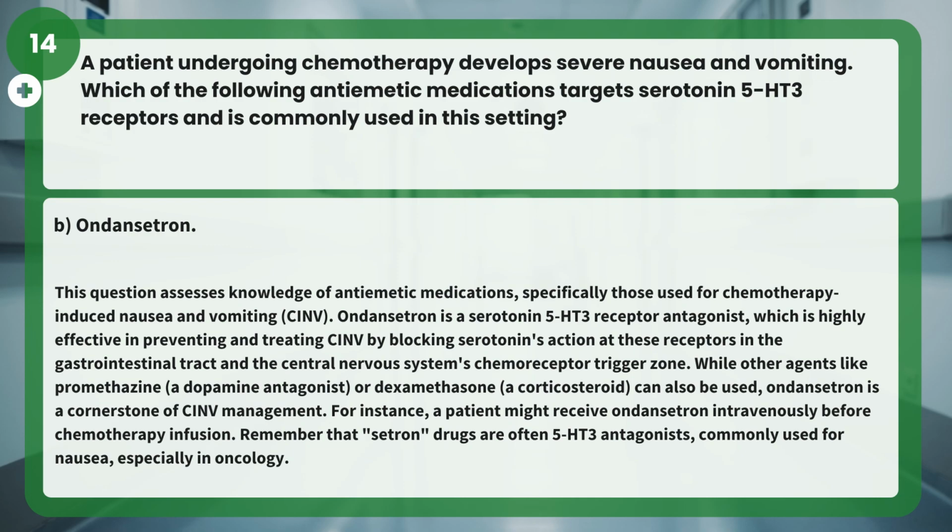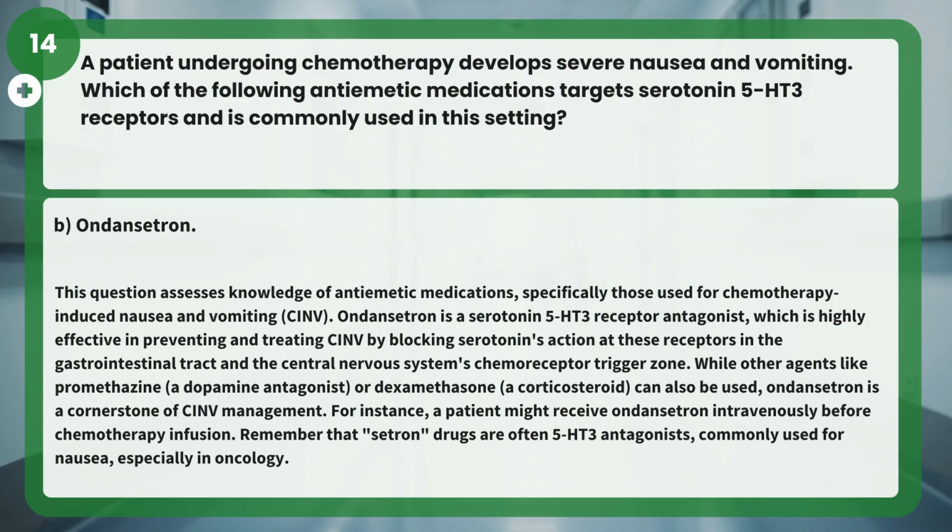While other agents like promethazine, a dopamine antagonist, or dexamethasone, a corticosteroid, can also be used, ondansetron is a cornerstone of CINV management. For instance, a patient might receive ondansetron intravenously before chemotherapy infusion. Remember that setron drugs are often 5-HT3 antagonists, commonly used for nausea, especially in oncology.